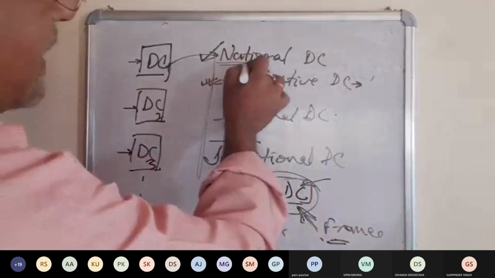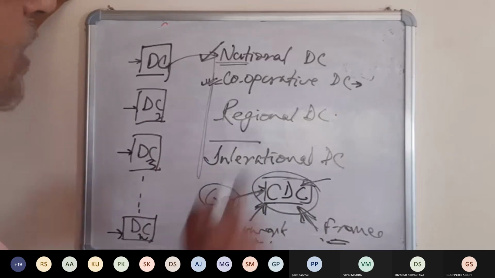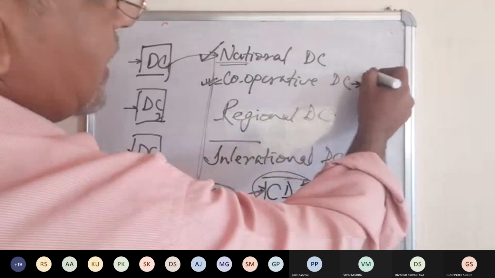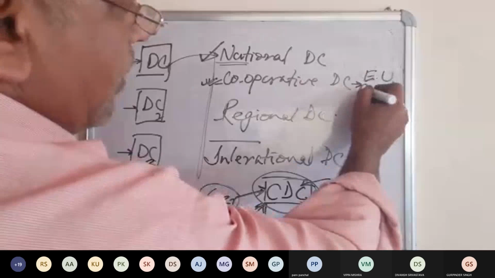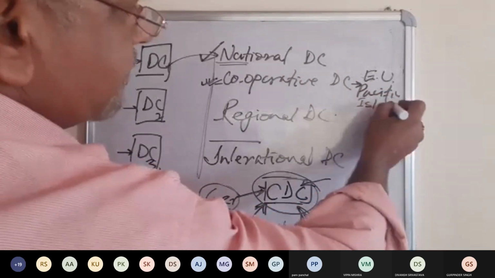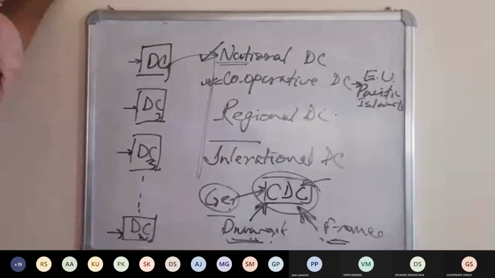Most of the data centers of the world are NDC. Most of the data centers are national data centers. But cooperative also is one, like I was showing in the example, it is European Union. There is another example of Pacific Islands. Pacific Islands means small islands in the Pacific Ocean.